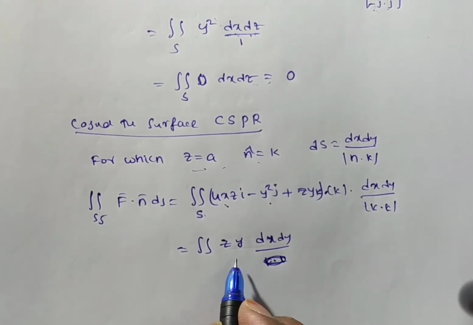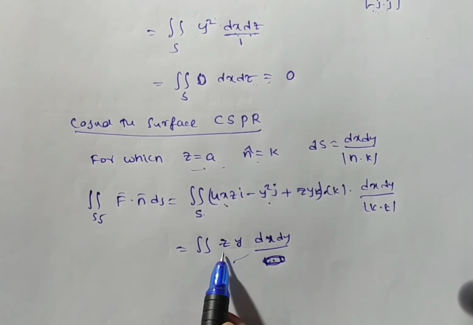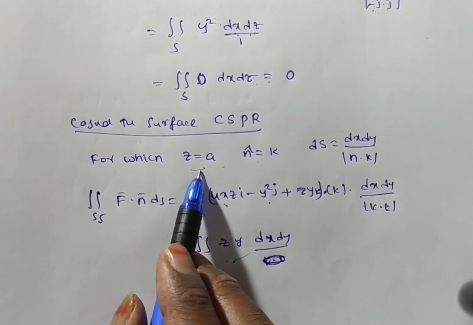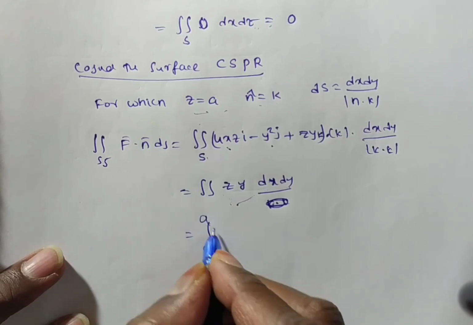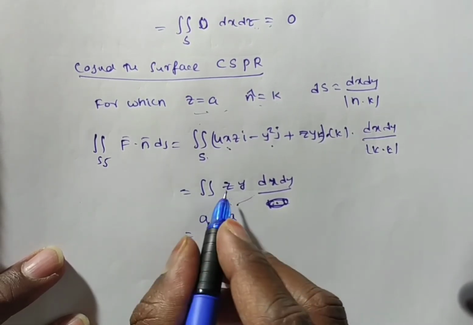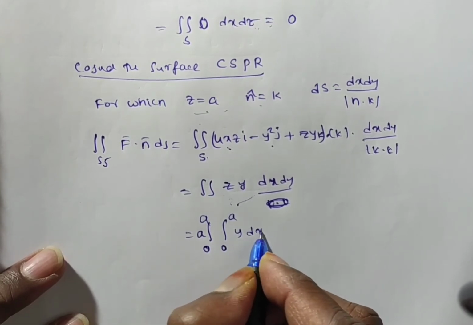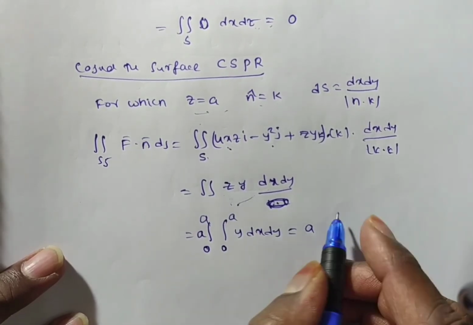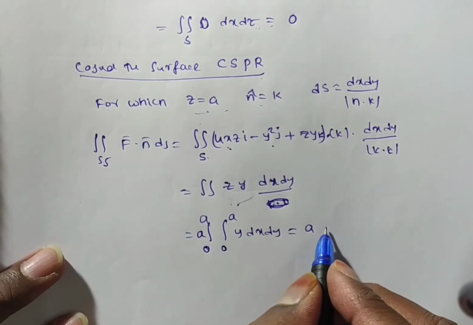Now we have to evaluate the integrand with respect to x and y, but here you have a z term, so z we have to change in terms of x and y. In this surface, z value is a. So I am writing the x limits now: x is from 0 to a and y is from 0 to a. Z is equal to a. I am writing the constant a outside, into y dx dy. Now these limits are independent, both y limits and x limits, so you can integrate irrespective of order.